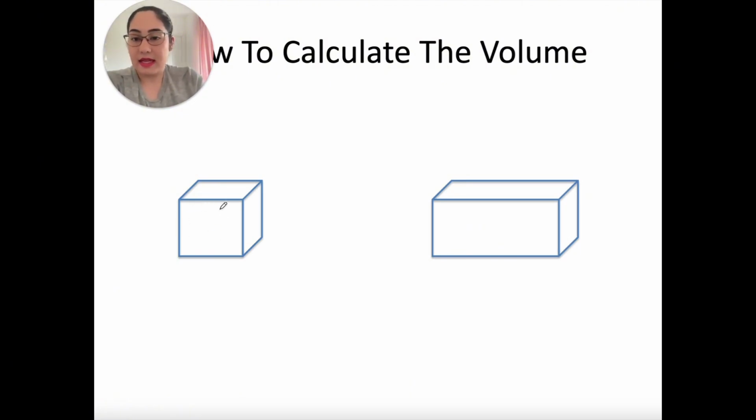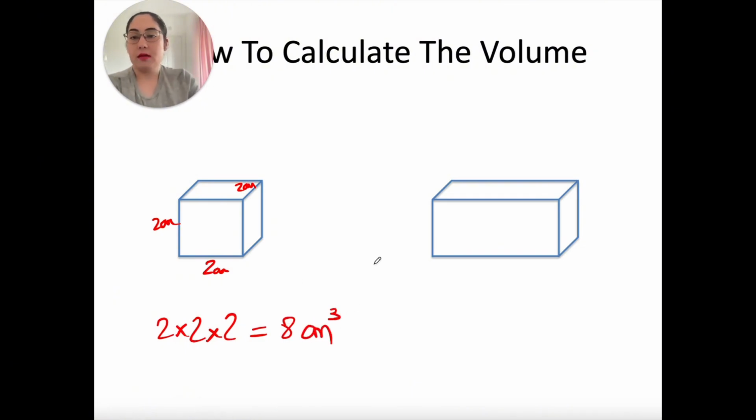So the surface area of the face here, this is a face, you find the area of that and then multiply it by that length there. You find the area of the face here and then multiply it by that length there. So let's say this is 2 centimeters, this is 2, and that's also going to be 2 because it's a cube. The volume of this shape would be 2 times 2 times 2, which is equal to 8 centimeter cubed.